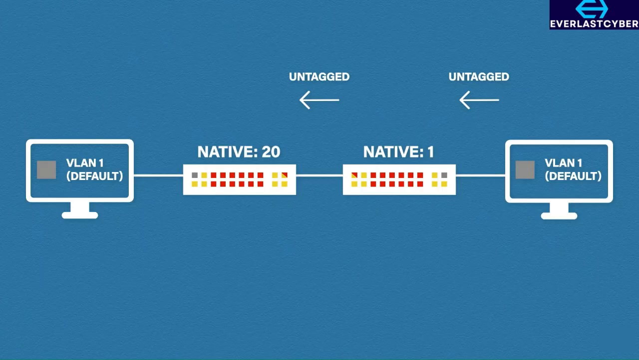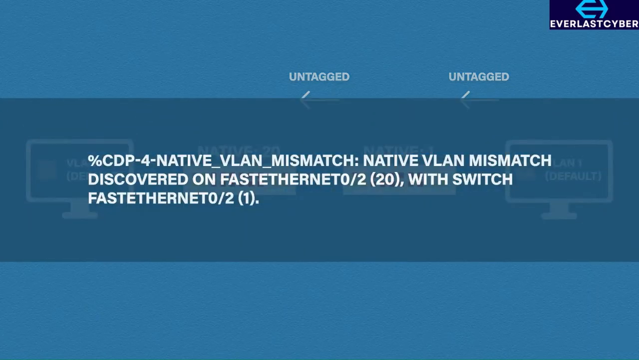The second switch will assume the traffic should belong to its native VLAN 20, and the frame will not be sent to the destination computer on VLAN 1. Luckily, in real life, you will be alerted to this type of configuration on the switch. You'll probably see a message like this, saying native VLAN mismatch.